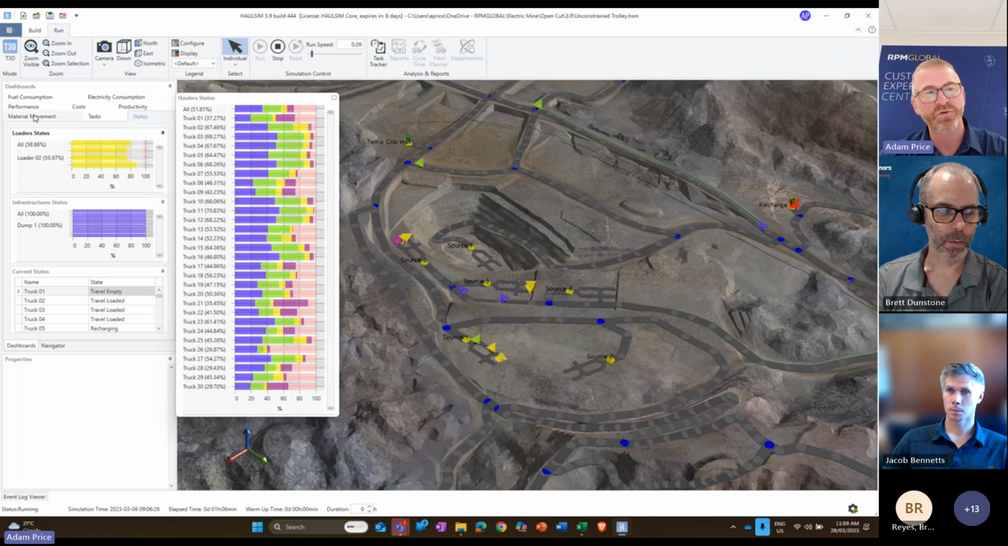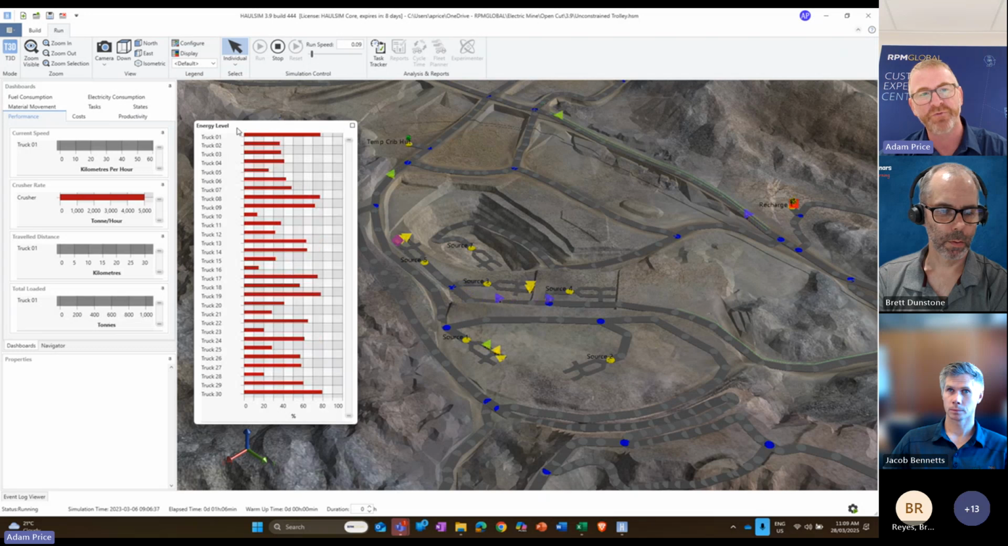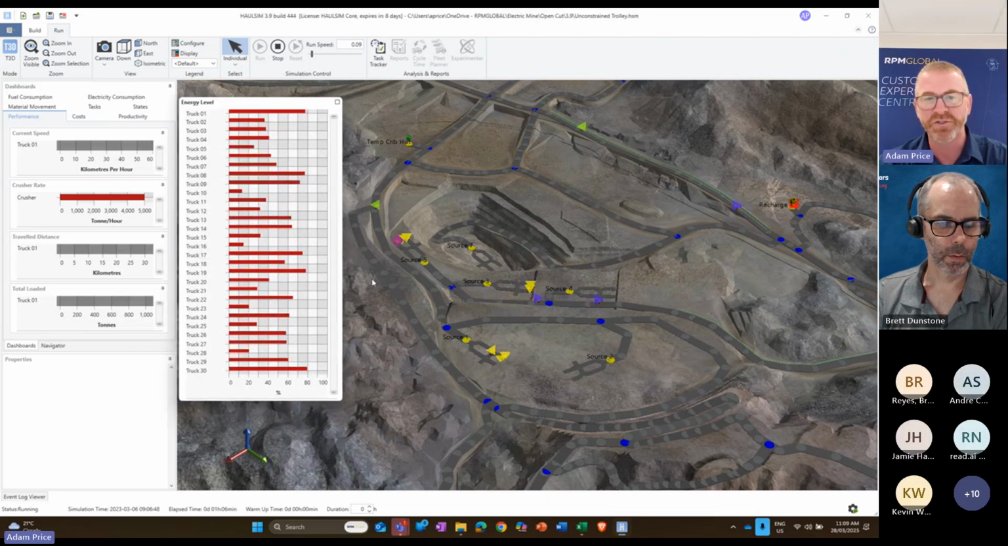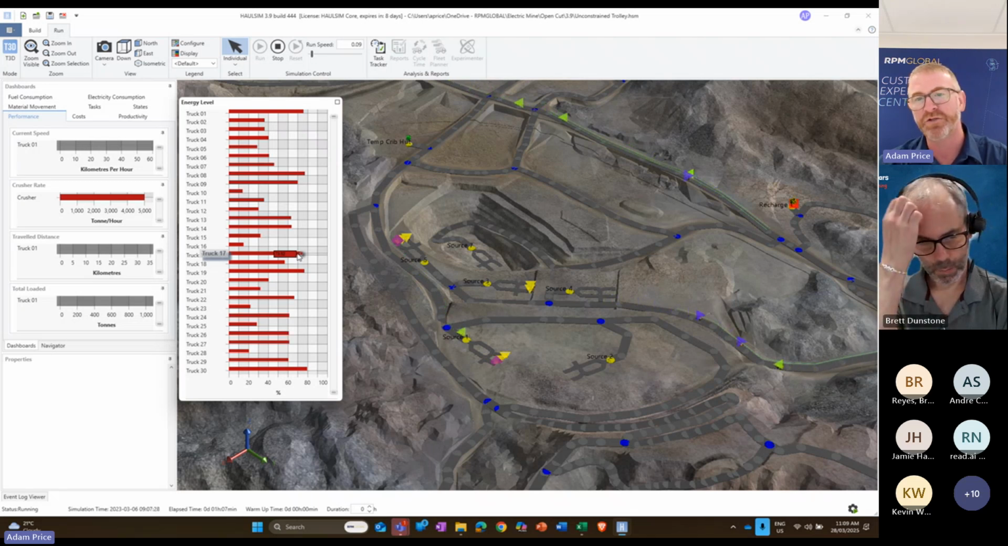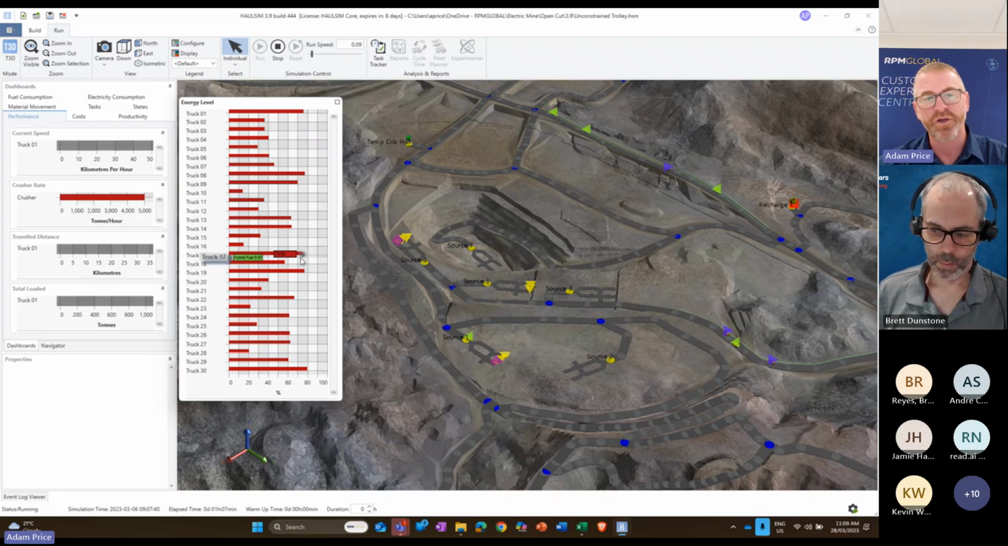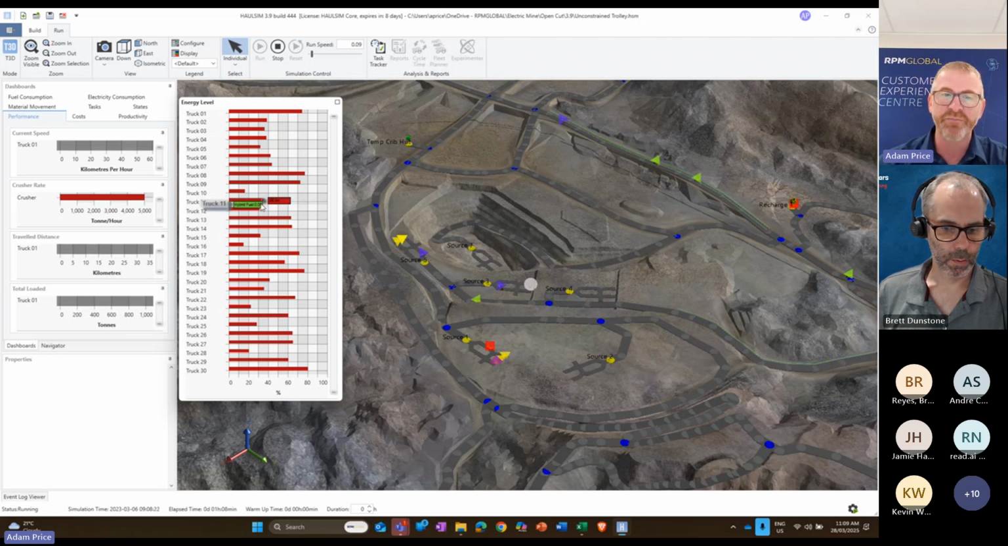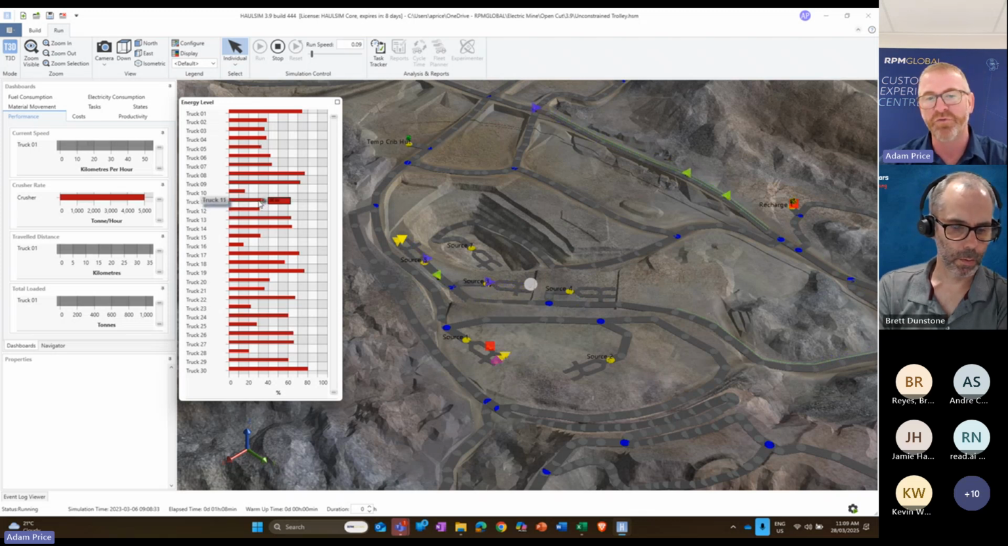I'll just show you this over here. So all of our trucks in this model are battery electric trucks. And what this dashboard is showing is the energy level of that battery for each of the trucks as they're driving around. So when the trucks are driving, if they're going uphill or doing their normal work, they'll be using electricity. And we're modeling the usage of that electricity as the trucks are driving around.